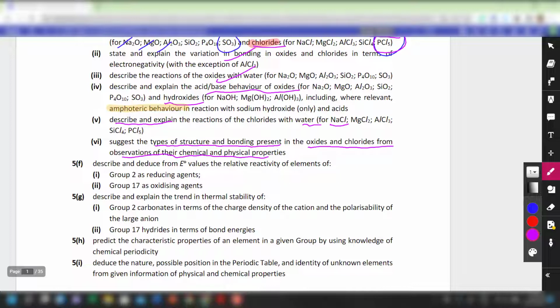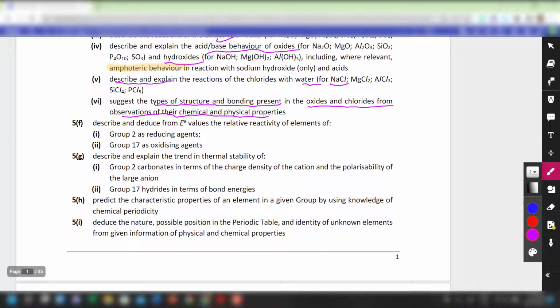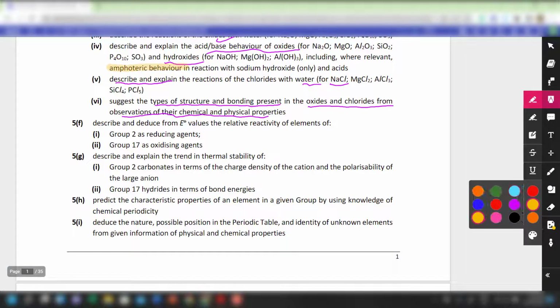So basically, you are supposed to suggest whether they are existing as ionic oxides, chlorides, or covalent or simple covalent oxides and chlorides. Okay, yep. And 5F, 5F is largely 5F and 5G. They are largely learning objectives focusing on group 2 and group 17. Yeah, do take note of it.